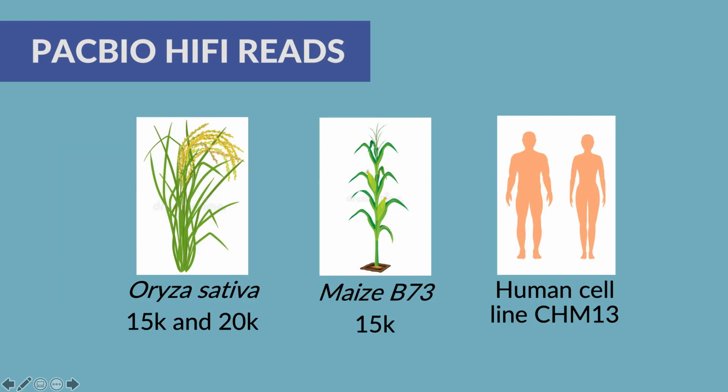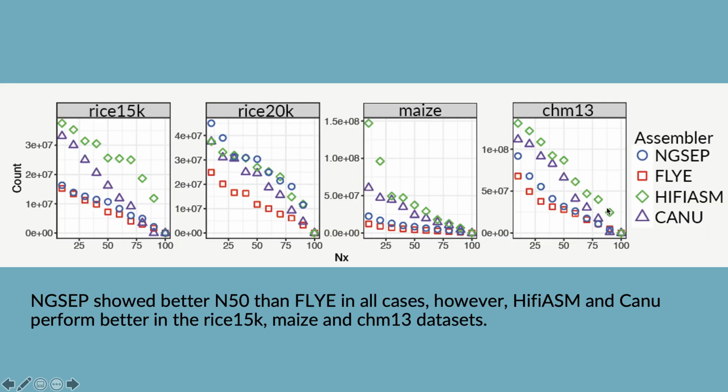We ran our algorithm on HiFi PacBio sequencing data taken from rice, maize, and the human cell line CHM13. And then we compare our assemblies with those of Canu, HiFiasm, and Flye. And our algorithm ranked first on the rice sample, achieving a median contig length of 30 megabases and a complete assembly of 7 of the 12 chromosomes.